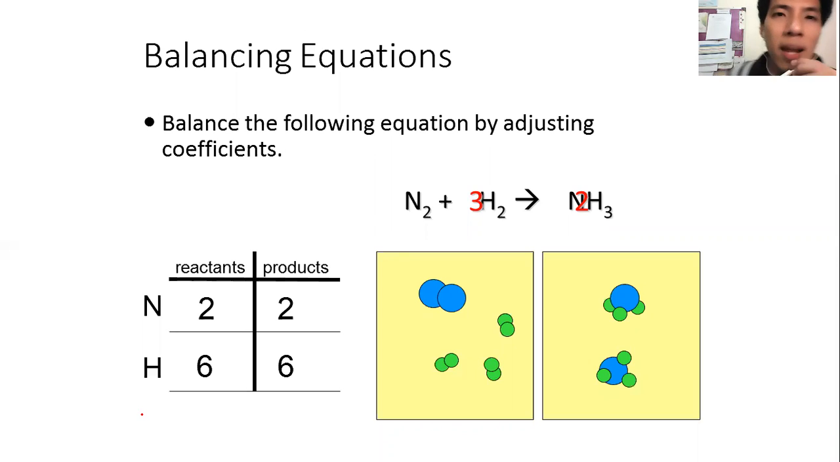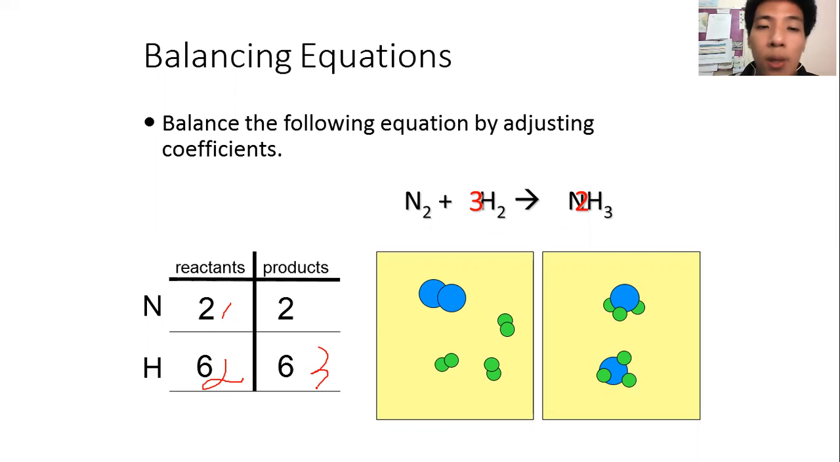Let's have a drill. For balancing equations, we have to balance the following equation by adjusting coefficient. So we have the following: N2, H2, and NH3. If you're going to inspect first, you have 2 for the nitrogen, and for the hydrogen, you have only 2. And for the product side, you have only 1 for the nitrogen, and for the hydrogen, you have 3. Since we have obtained already a number that's good enough for the nitrogen, we will focus on how we're going to balance for the hydrogen.